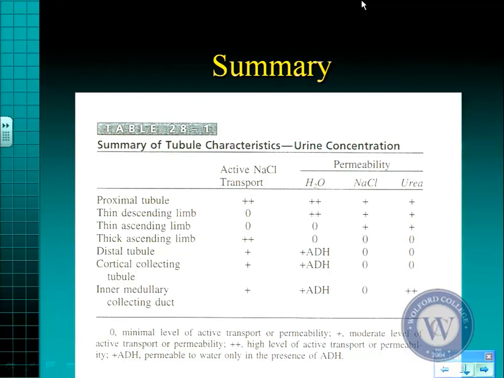If you look at permeability to water, the ones that are impermeable to water are the thin and thick ascending loops of Henle. The other portions are definitely permeable to water. And then the distal, cortical, and the medullary collecting duct are selectively permeable depending on ADH levels. If I have no ADH, then permeability to water is 0. If I add ADH, then it becomes permeable to water.